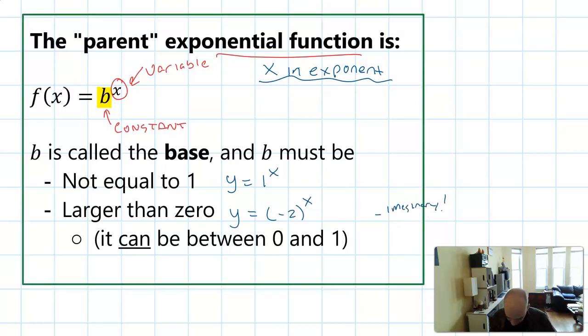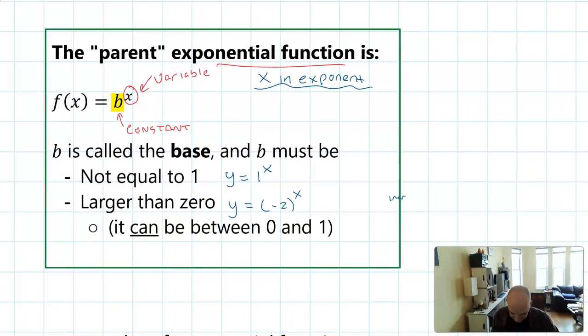But one thing that people sort of mistake is they think the base must be a whole number: 1, 2, 3, 4, 5. That is also false. The base can be between 0 and 1. It just can't be less than 0 itself. And in fact, the family of exponential functions where the base is between 0 and 1 has a distinct shape that we'll look at in a little bit.